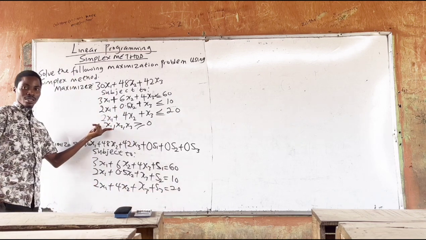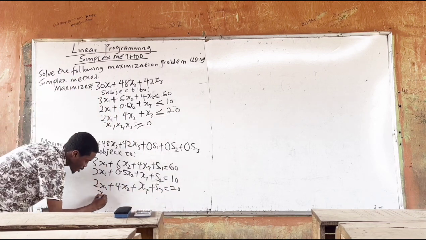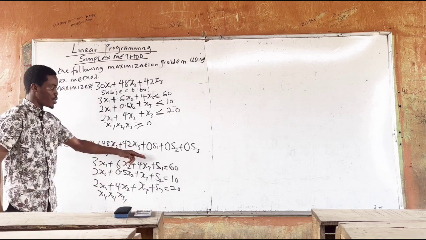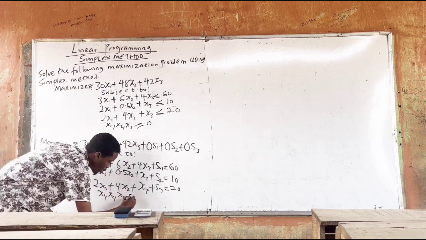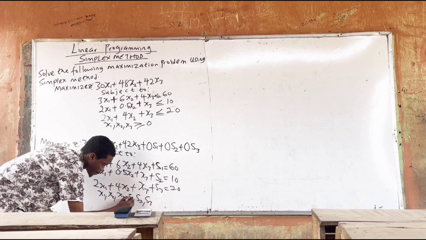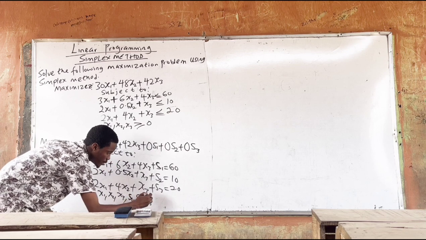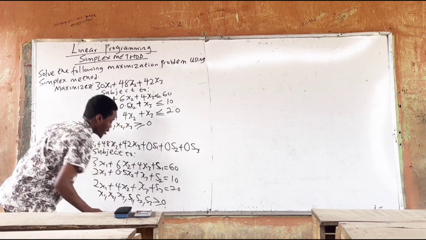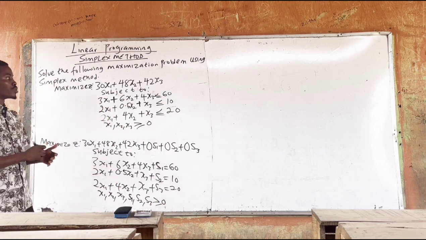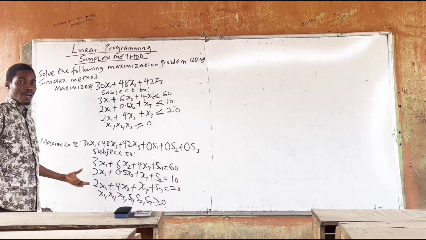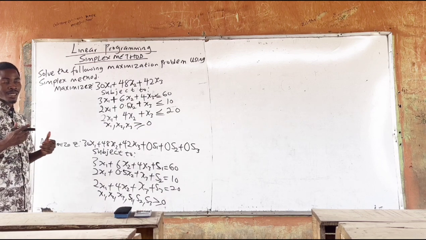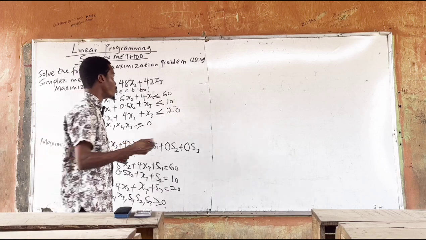Then my non-negativity of the constraint: x1, x2, x3, and then my slack variables, slack variable 1, slack variable 2, slack variable 3, are greater than or equal to 0. So I've converted it to standard form. The next step is to set the initial tableau. I'm going to set the initial tableau.